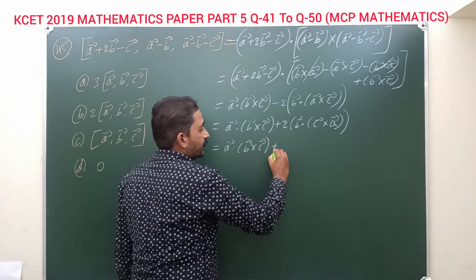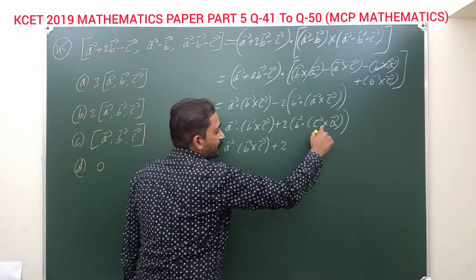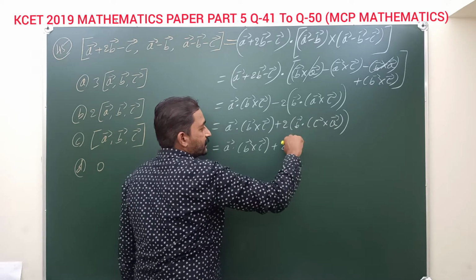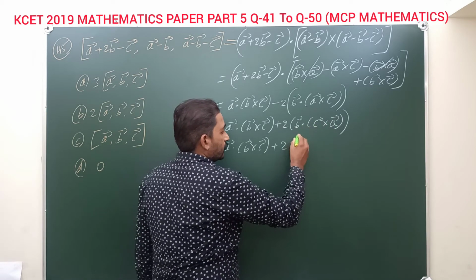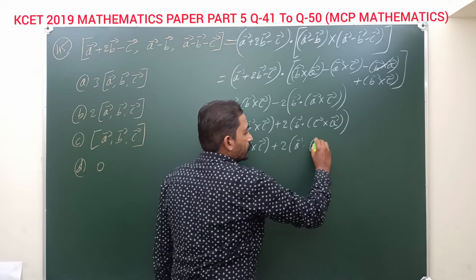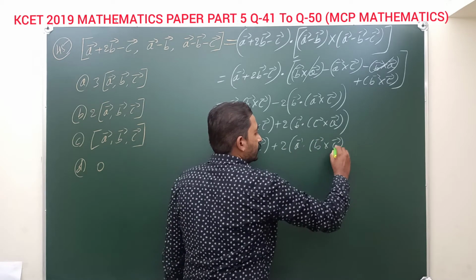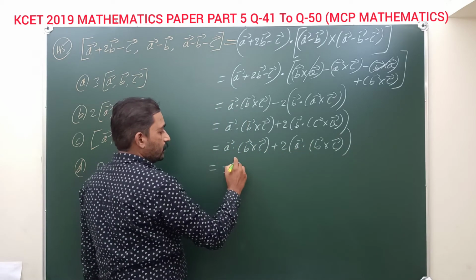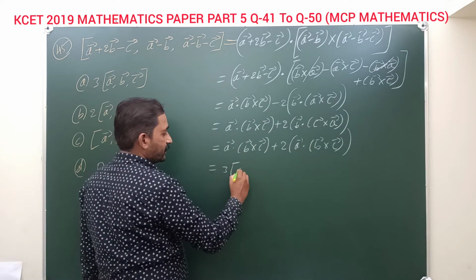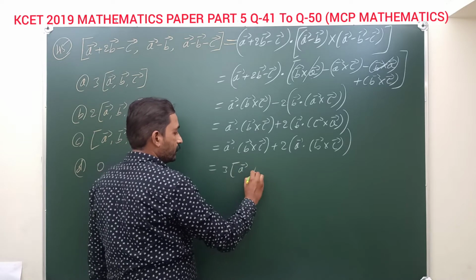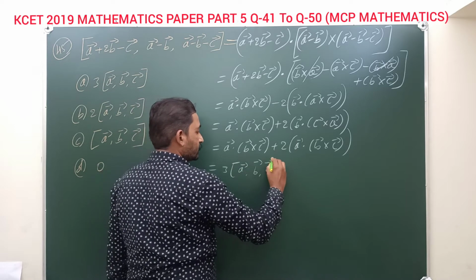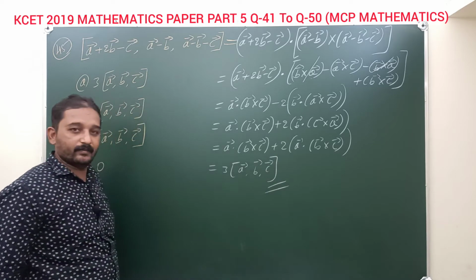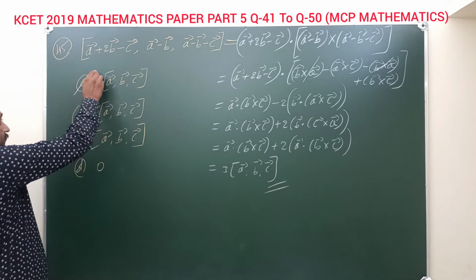So this can also be written, since the cyclic order is there, B C A can be written as A B C. So A dot B cross C equals A dot B cross C. So now 2 plus 1 is 3 into A dot B cross C, which can also be written as the box product A B C. So the answer to this question is 3 into A B C. So option A is correct.